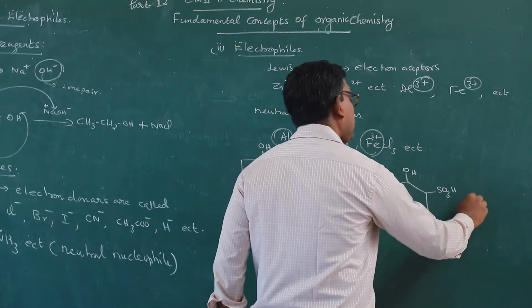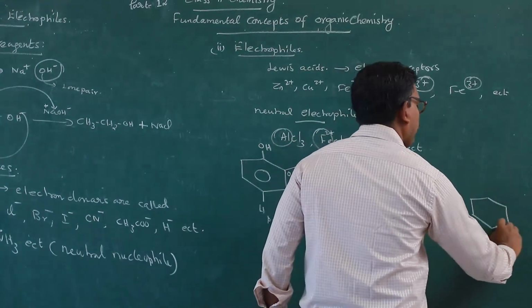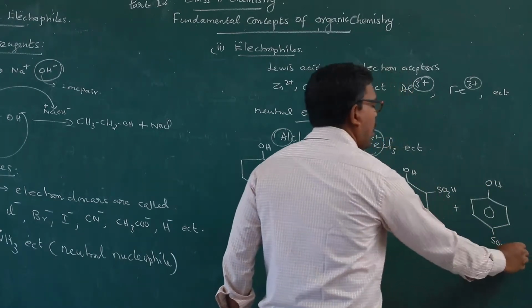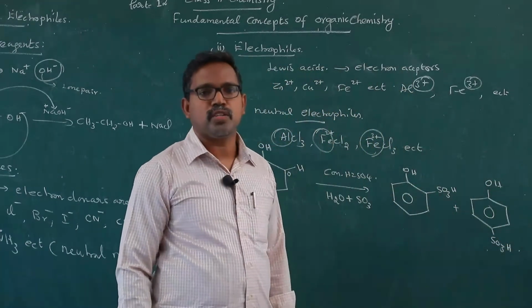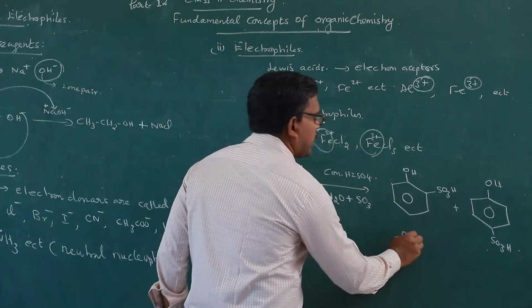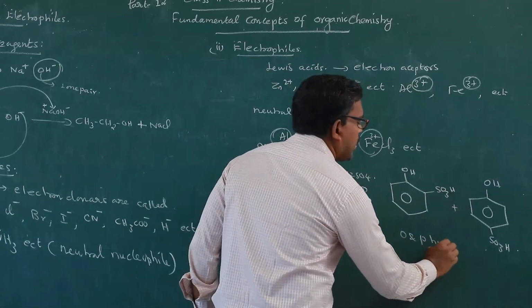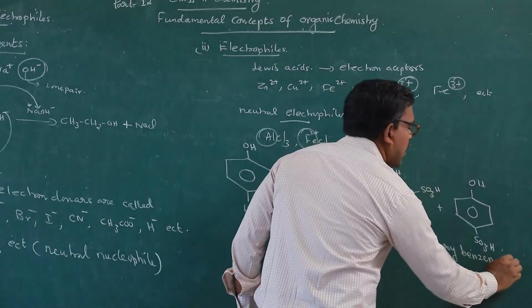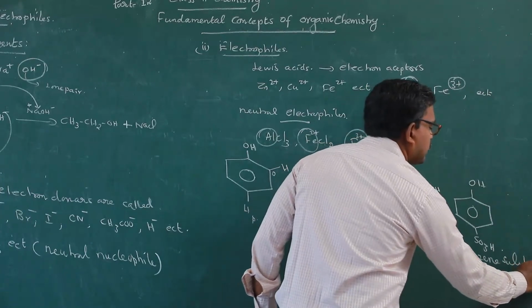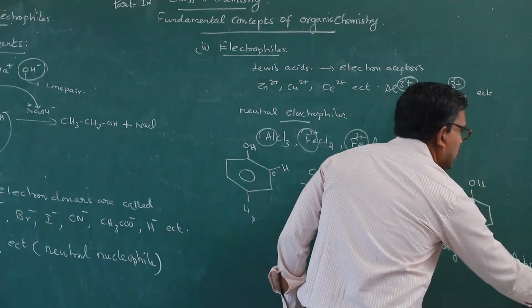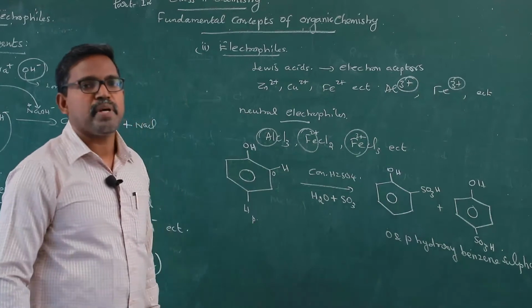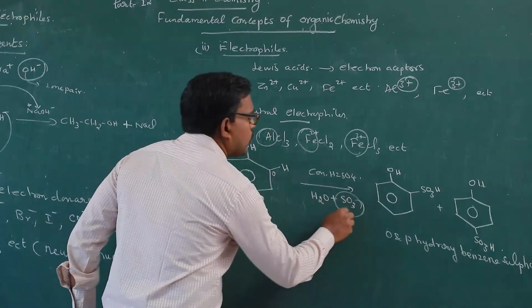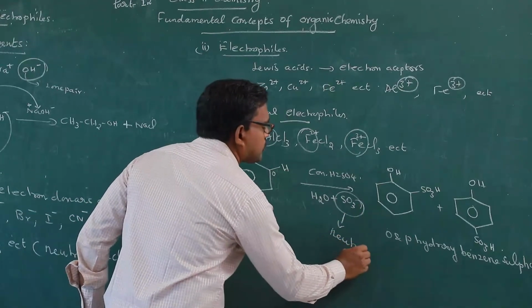SO3H plus OH SO3H: ortho and para hydroxy benzene sulfonic acid. Here SO3 acts as a neutral electrophile.